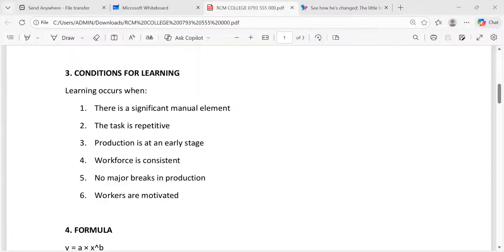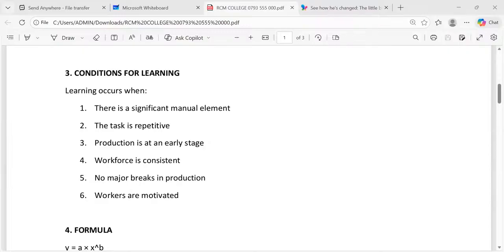I don't have to begin from the very beginning because I believe amidst the noise, you guys picked up a few things here and there. So conditions for learning. Learning occurs when there is a significant manual element, that these jobs must be performed manually. We are talking of human labor, manual, kazi ya mkono. Then number 2, the task must be repetitive. You're making bricks, you're making bricks.